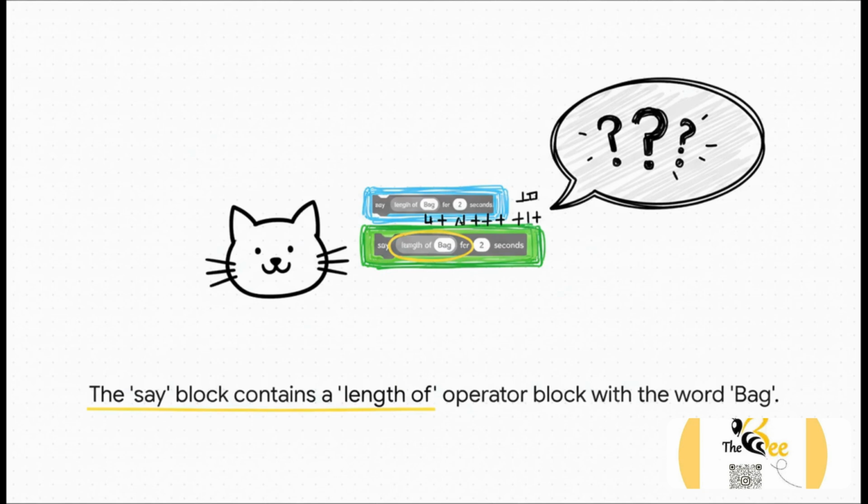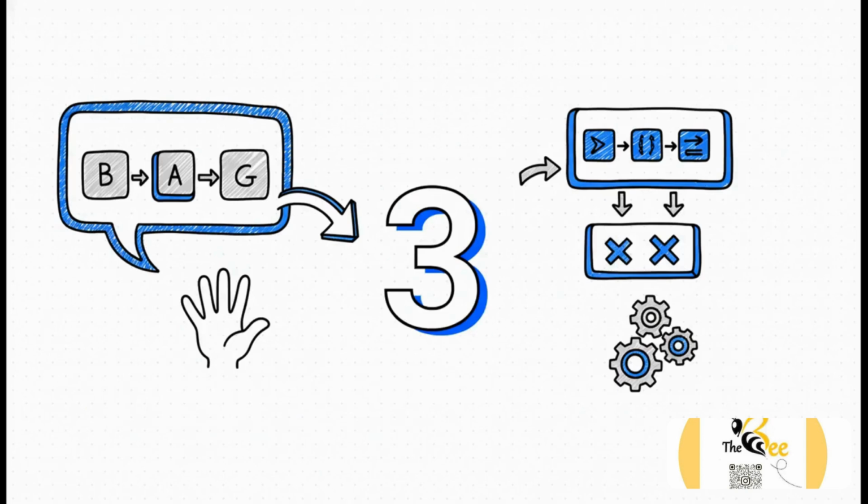But to know what to say, it has to look at the block inside, which says "length of the word bag." So what is it actually going to say? The answer is 3. It doesn't say the word bag. No, the computer is being asked to first figure out the length of the word bag. That's B-A-G, 3 letters, and then say that number. It's pretty cool how you can chain these commands together, right?